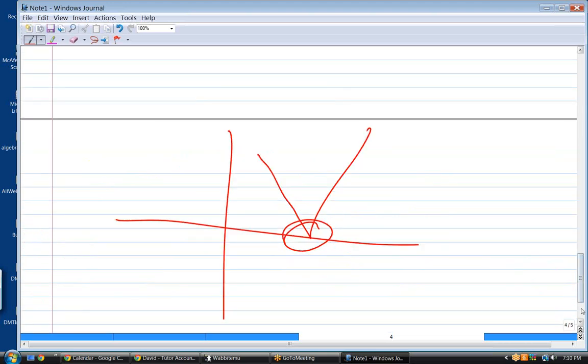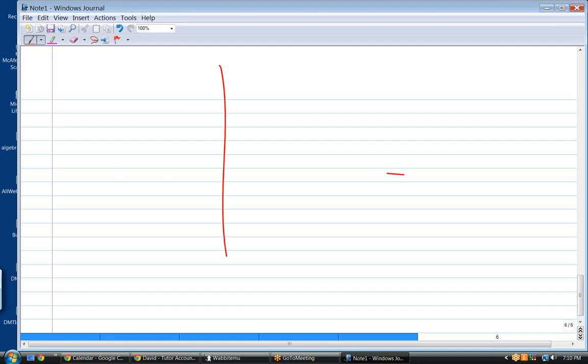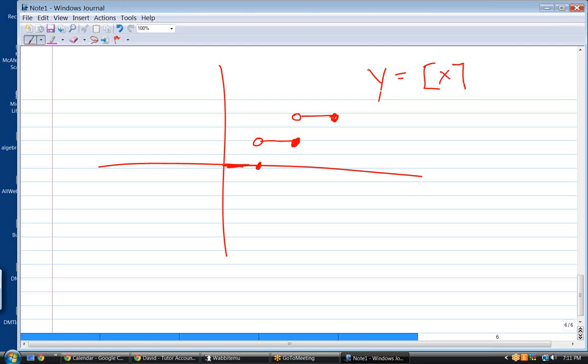Okay? If I took a different function, say the greatest integer function, which looks like this. Remember the greatest integer function? Y equals that. And sometimes they put double brackets around it. Not always. Sometimes it's just single brackets. This is the greatest integer function. Clearly, we can see it's not continuous. I have to pick up my pen to draw it. And that's the layman's definition of continuity: if you have to pick up your pencil to draw the function, then it's not continuous. So it's not continuous there.